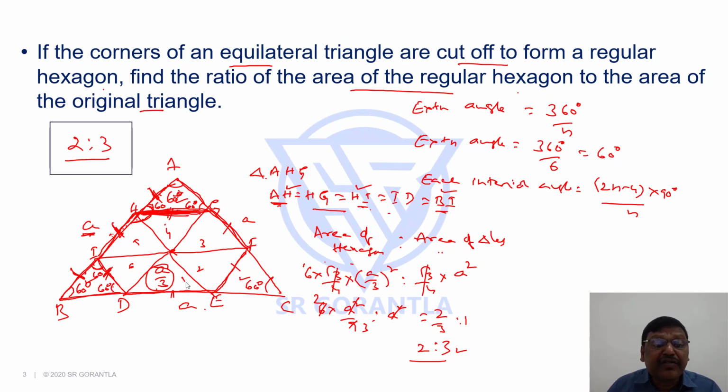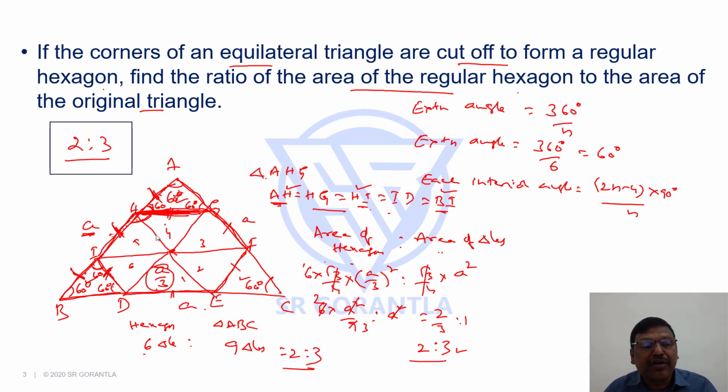So that means your given triangle ABC now has 9 small triangles, whereas your hexagon DEFGHI is having how many triangles? 6 small triangles. So the ratio is 6:9, 2:3. That is another way of explaining this. Without writing the formulae, we can simply say that the hexagon has got 6 equilateral triangles. The given triangle will have 6 plus 3, 9 triangles. So the ratio is 2:3.